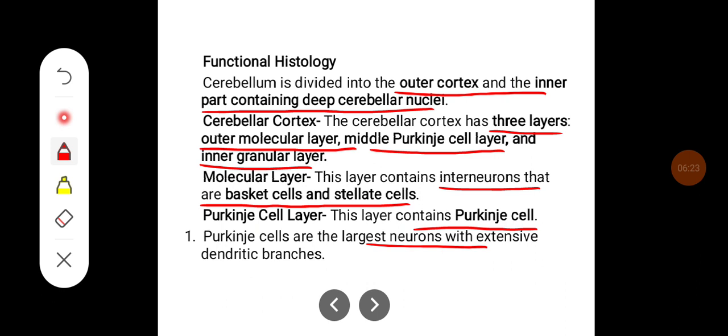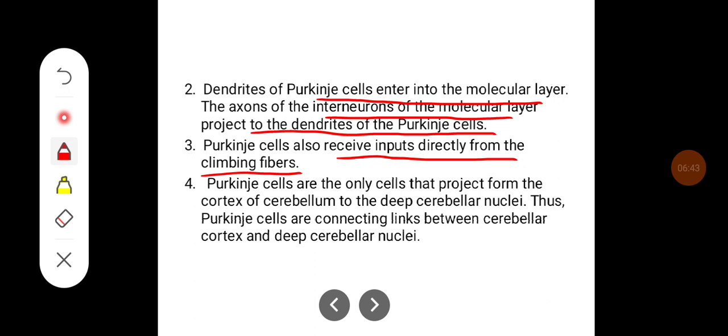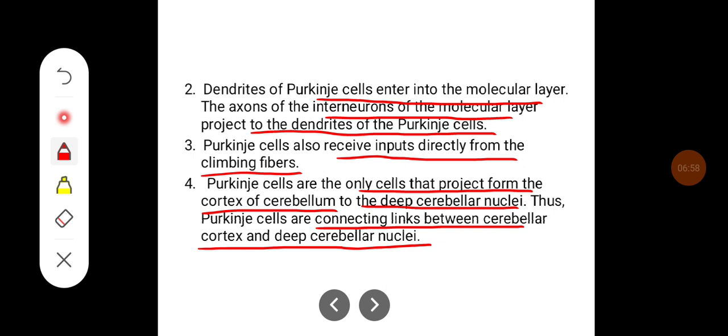Purkinje cells are the largest neurons with extensive dendritic branches. The dendrites of Purkinje cells enter into the molecular layer, and the axons of interneurons of the molecular layer project to the dendrites of Purkinje cells. Purkinje cells also receive input directly from the climbing fibers. Purkinje cells are the only cells that project from the cortex of cerebellum to deep cerebellar nuclei. Thus, Purkinje cells are connecting links between cerebellar cortex and deep cerebellar nuclei.